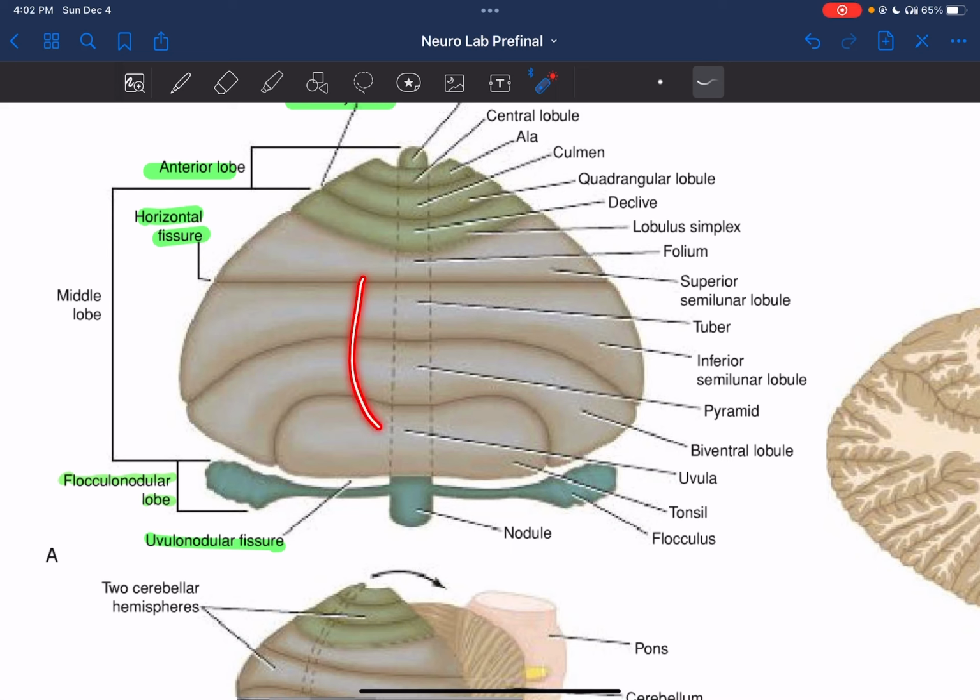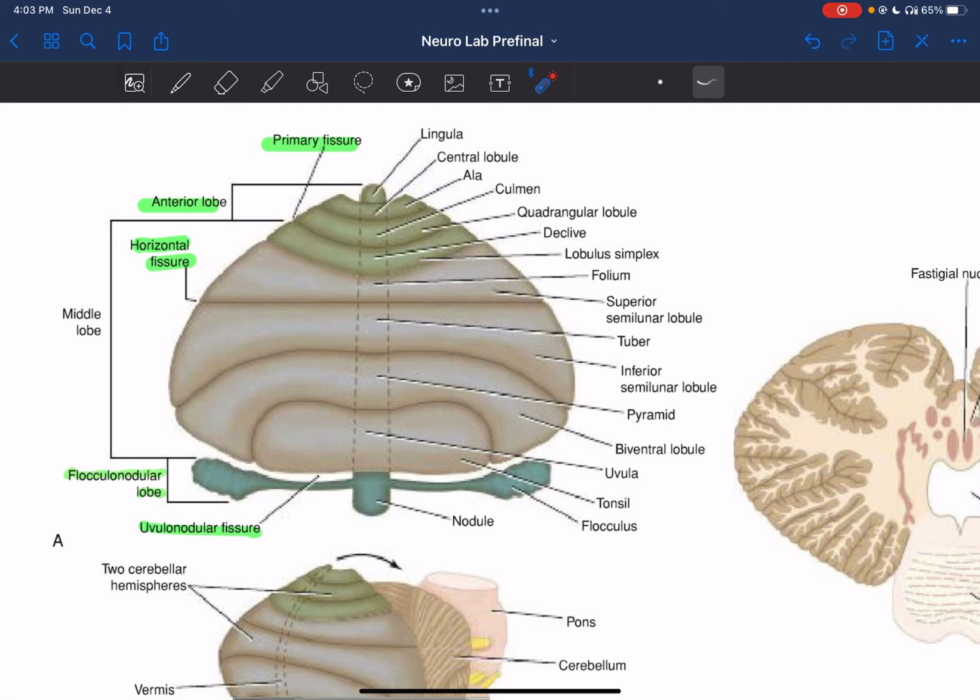Now, as you go more posterior and deep inferiorly, you will have a lobe called the flocculonodular lobe. And this flocculonodular lobe is very weird, right? It is very unique, looks very unique. That is divided from the posterior lobe or the middle lobe by the uvulonodular fissure. So the major parts that you have to remember are your primary fissure, horizontal fissure, and the uvulonodular fissure.